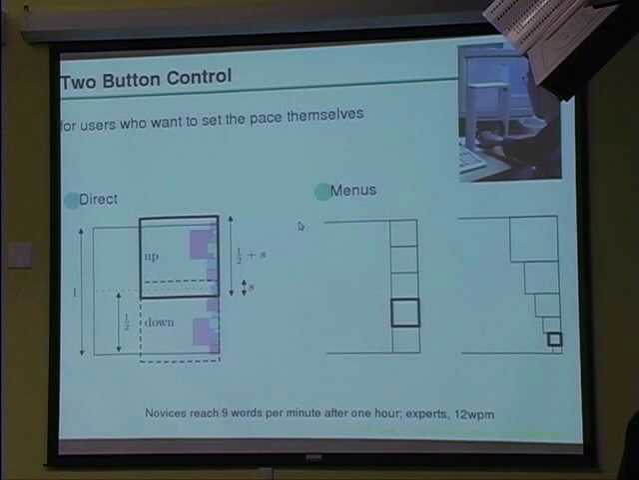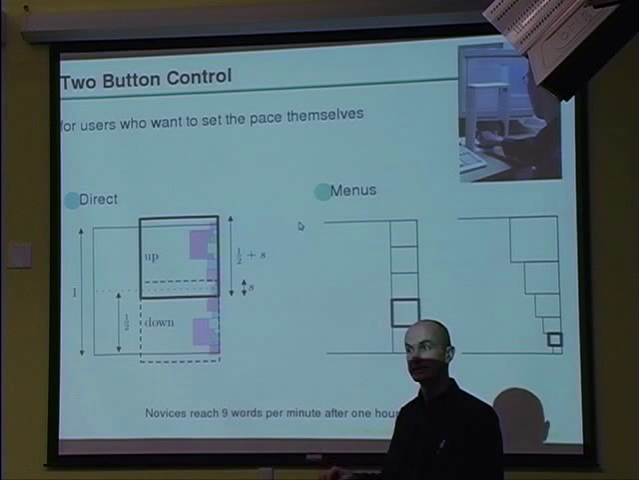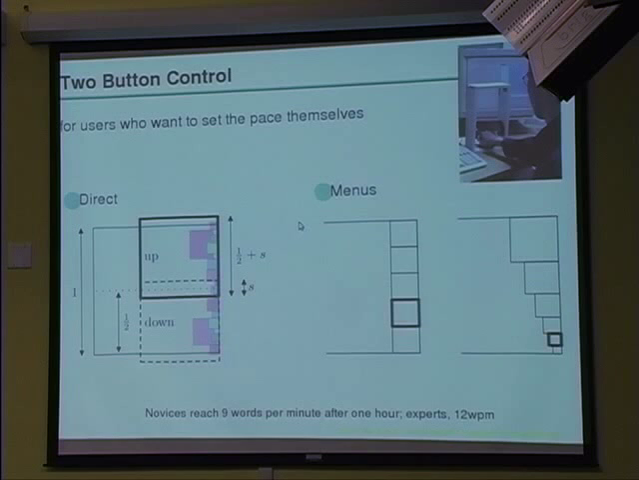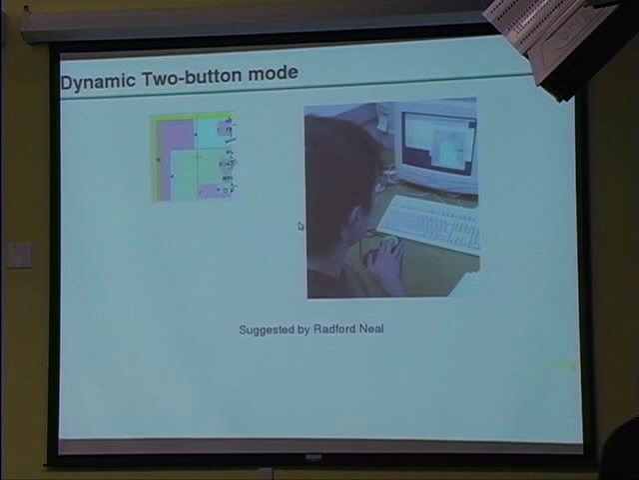This is assuming that what you're doing is choosing between two buttons. If you can actually choose when to press one of those two buttons, there's additional information content in the timing of the pressing, not only the choice, but the timing. And we've made a version of Dasher that we call dynamic two-button mode that exploits this in, we think, the best way that is possible. This was an idea of Radford Neal.